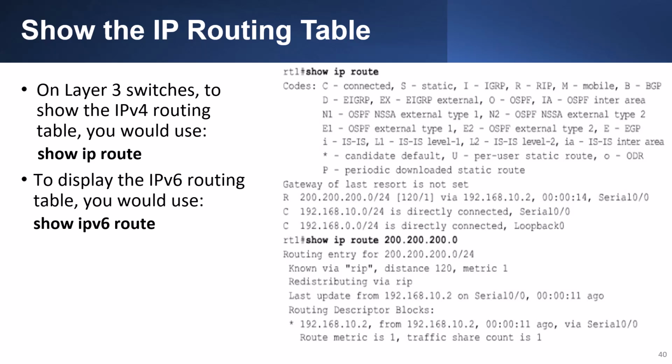On Layer 3 switches, to show the IP version 4 routing table, you would use show ip route. To display the IP version 6 routing table, you would use show ipv6 route.